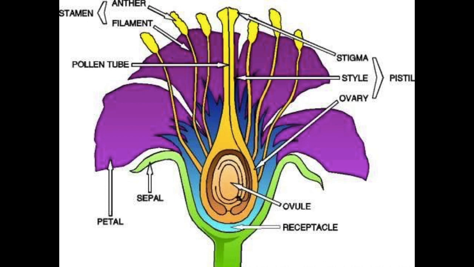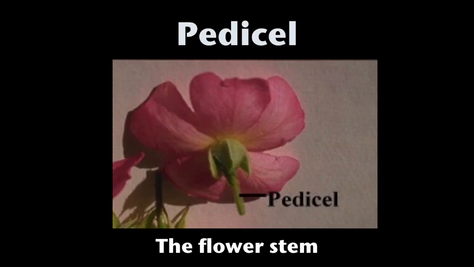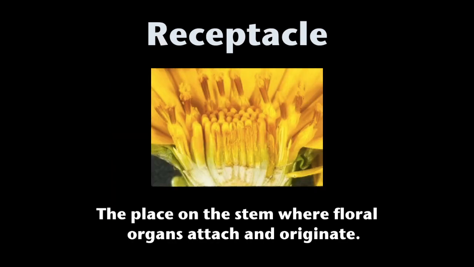To attract other animals to the flower, you have the petals. To protect the petals, you have the sepals, which actually form the outside of the flower, which is the bud. These are usually underneath the petals. Sometimes they are green, and sometimes, depending on the flower, they are the same color as the petals. The pedicle is considered the upper portion of the flower stem. The receptacle is the place where the stem holds the floral organs together. This is the upper portion of the stem where the stamen and ovary attach.